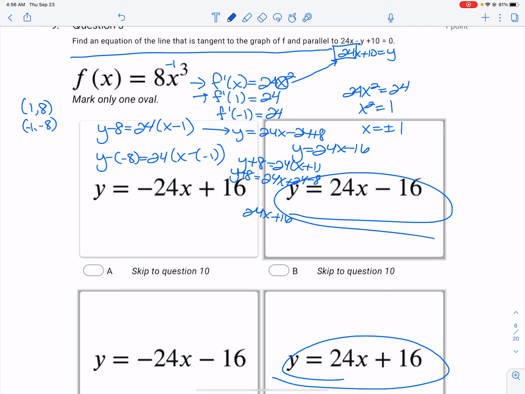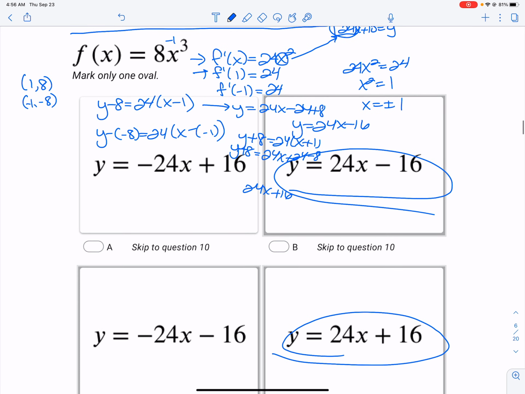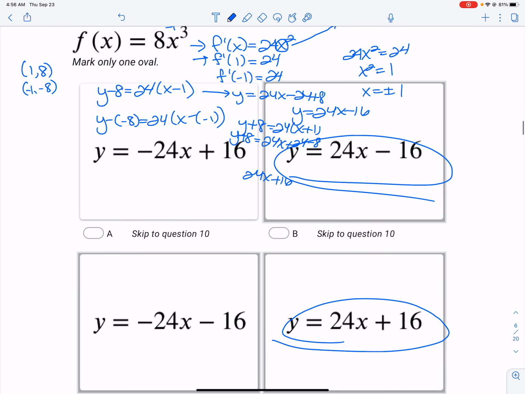Equation of the tangent line, graph is parallel, so I want the same slope. I'm just going to double check to make sure that I did actually want you guys to pick 2 answers and I did not make a mistake. And then here, okay, looks like you could have chosen either one of them and they would have worked. Okay.